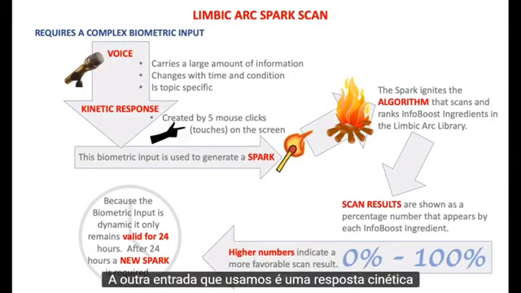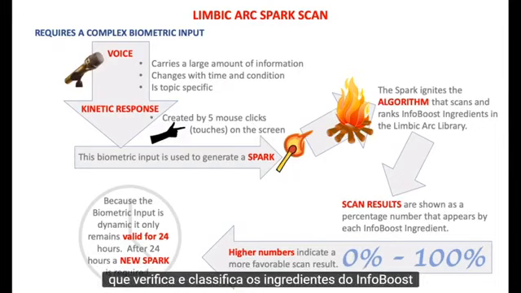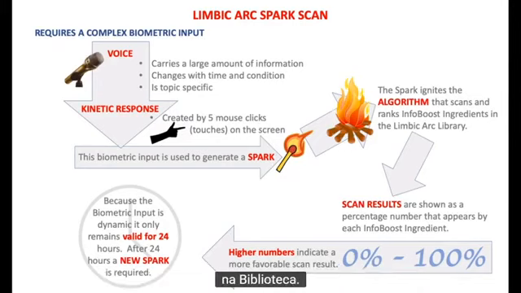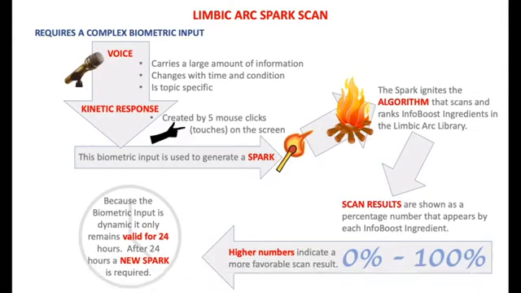The other input we use is a kinetic response that's created by 5 mouse clicks or touches on the screen. We then take the biometric input and use it to generate a spark, and that spark ignites the algorithm that scans and ranks the InfoBoost ingredients in the library. Scan results are shown as a percentage, and that number appears next to each InfoBoost ingredient. Higher numbers indicate a more favorable scan result.